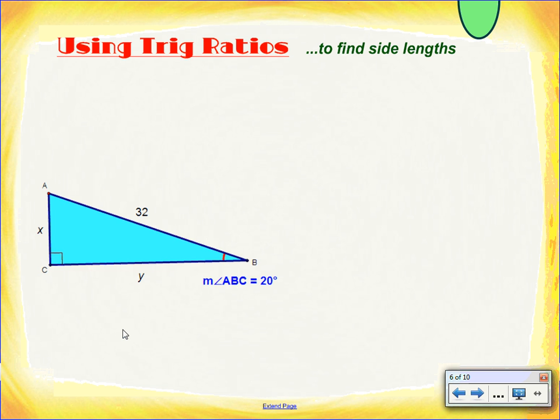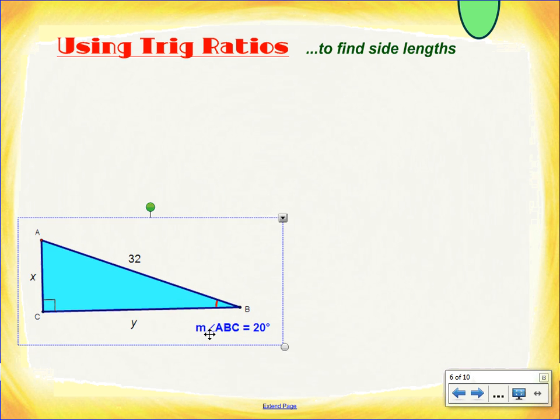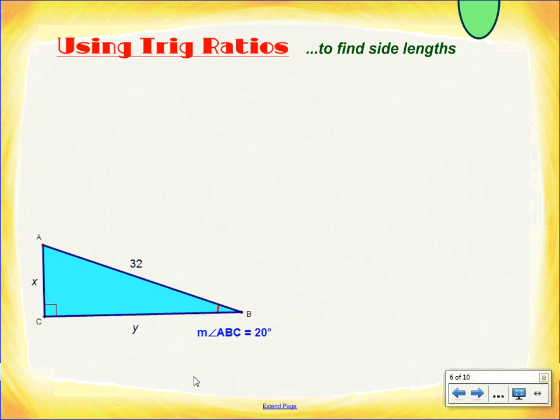Now, I can't use Pythagorean theorem at all on this one, because I only have one of the three sides. In Pythagorean theorem, I need two of the sides, right? This is where trig comes into play. Trig will allow me to find these two sides even though I only have the hypotenuse, because I also have an angle measurement. So, here's what we're going to do. Let's find side x first.